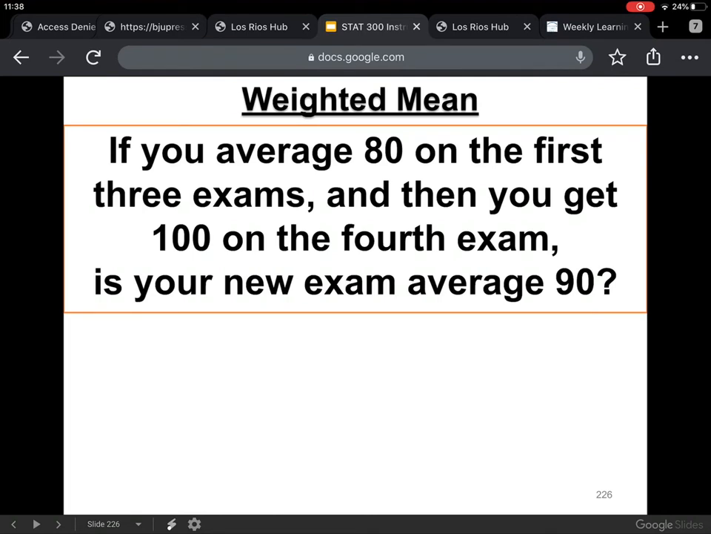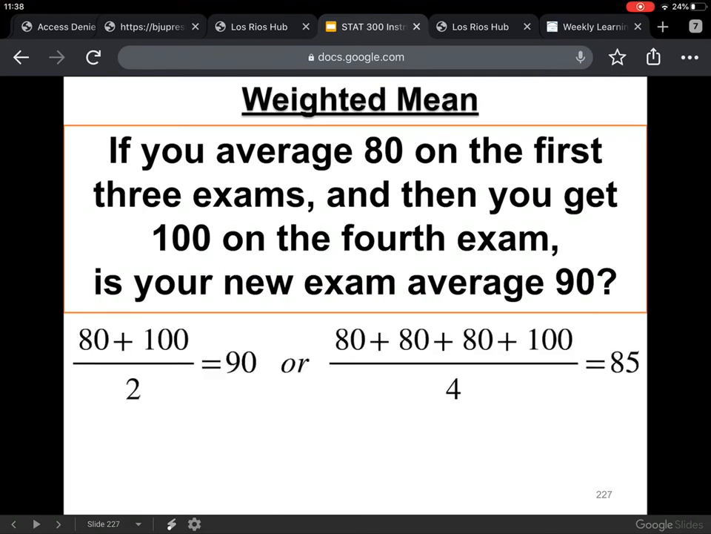Okay? Again, I hope that you pause this. It's very important that you think for yourself. So if you took and added 80 plus 100, you're actually taking the average of 2 tests. So this would be the incorrect way to calculate this. You'd think that it would be 90, but it's not. The correct way, because there are 4 exams total, you have 80s and you have 100 divided by 4. So that equals 85, which is the correct percentage.